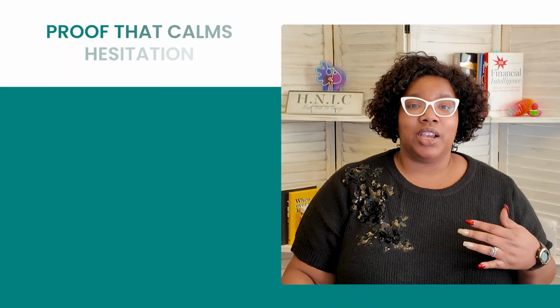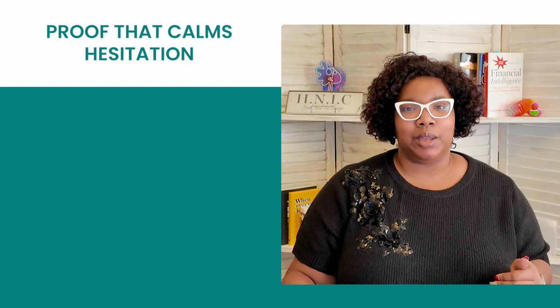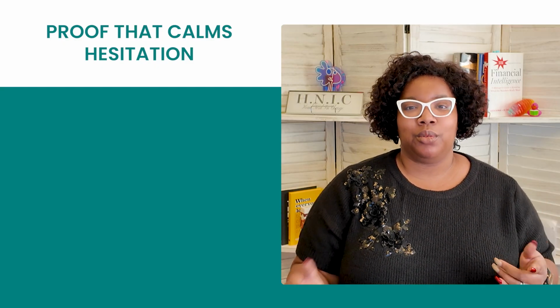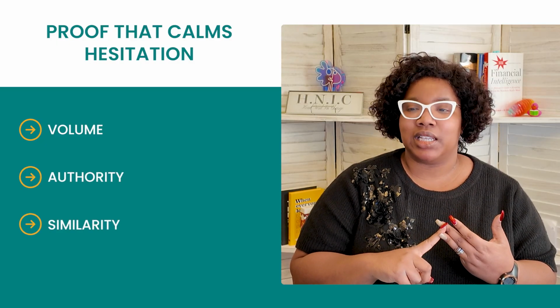And I said, you need to have some sort of social proof before you reveal the price point so that people know that you are credible and why they should buy from you. So that's just an example of showing proof really early in the customer journey. There are 3 types of proof that calm hesitation and get people more likely to buy from you: volume, authority, and similarity. Let me give you some examples.